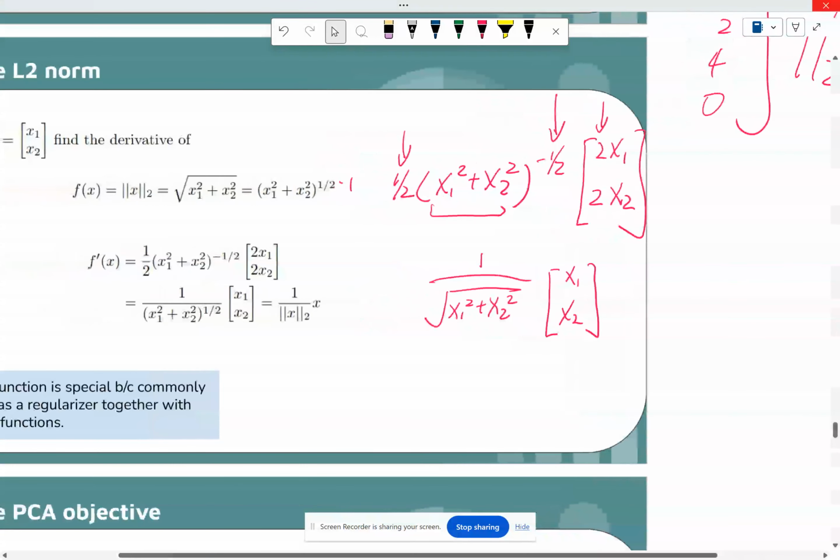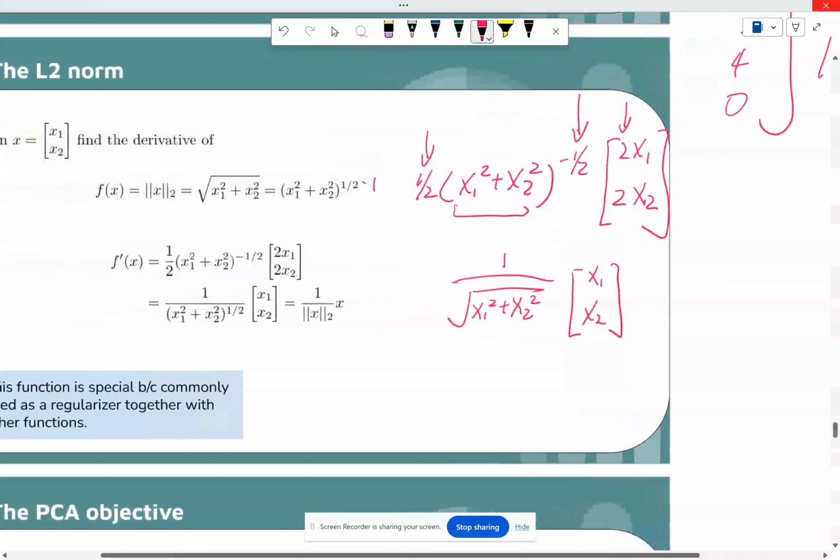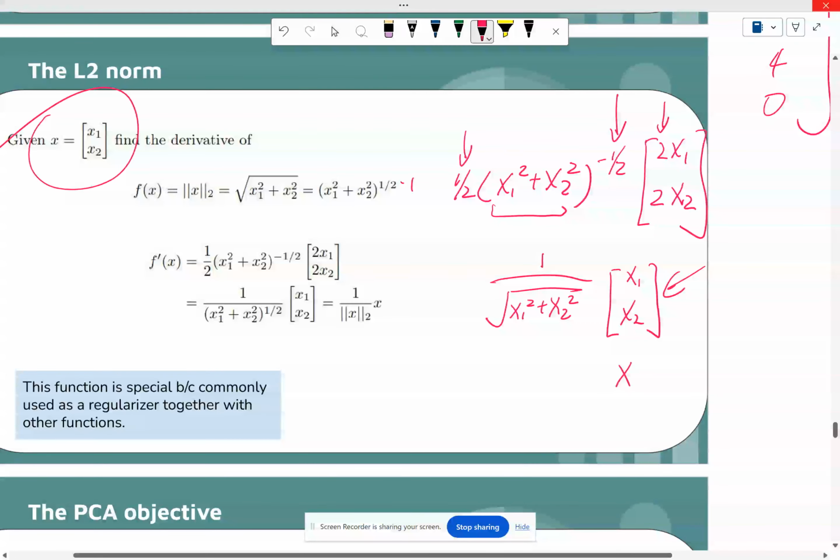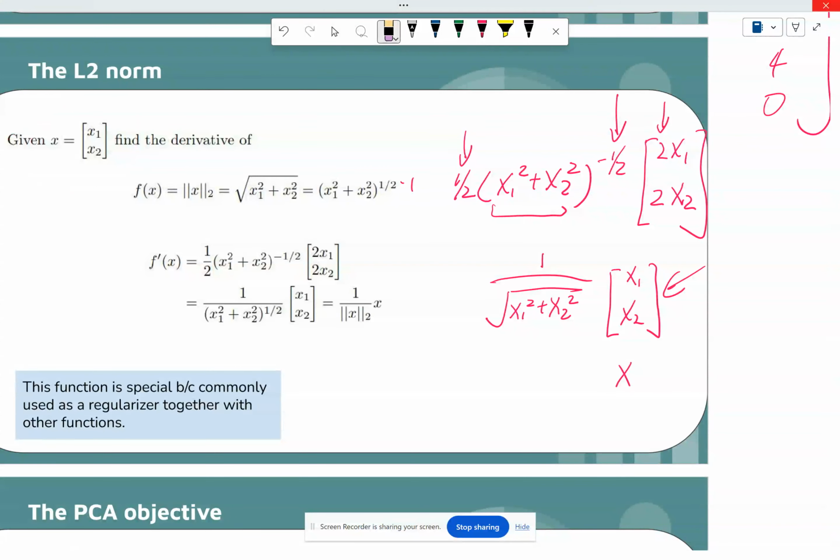Now, you may remember from the previous videos, the very last part is to look at it and see if we can simplify this into something simpler, like in the matrix-vector format. So this right here is simply x, right? We defined it here. And this right here is simply the L2 norm. Therefore, it's just x over the L2 norm. That is the derivative. And that's it.